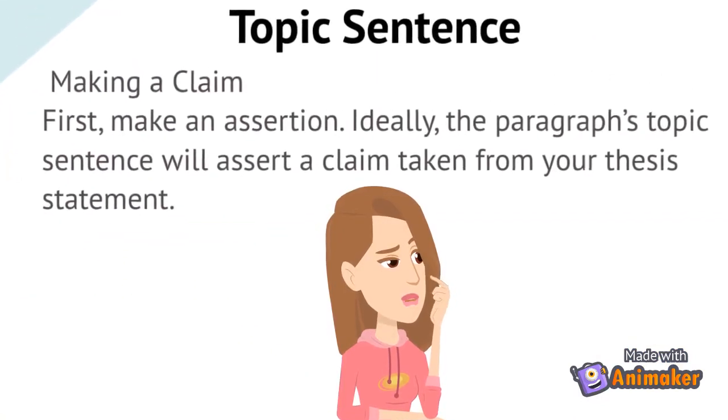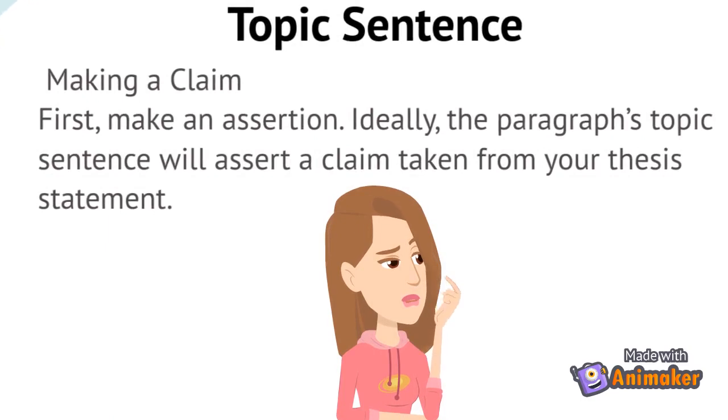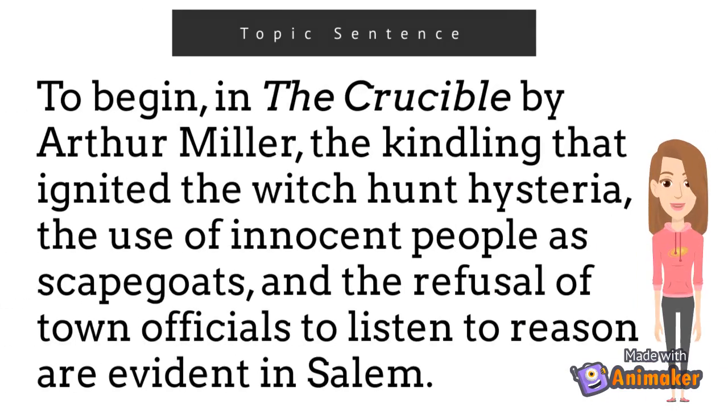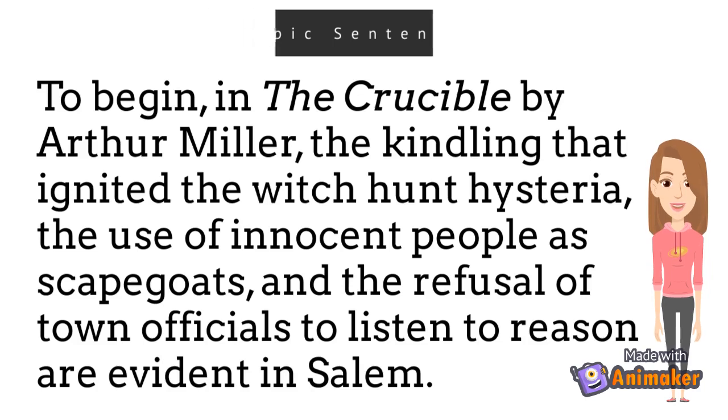You have to start with the topic sentence where you make an assertion, and ideally, the paragraph's topic sentence will assert a claim taken from your thesis statement. Topic sentence, start with the transition word. To begin, in The Crucible by Arthur Miller, the killing that ignited the witch hunt hysteria, the use of innocent people as scapegoats, and the refusal of town officials to listen to reason are evident in his statement.